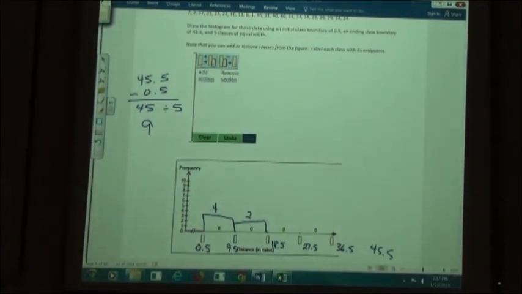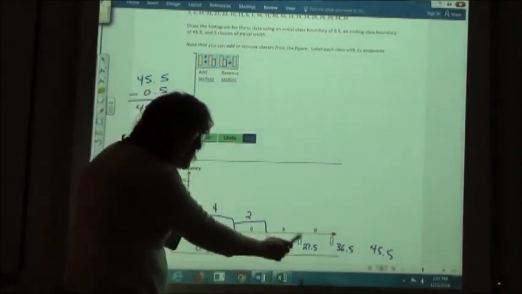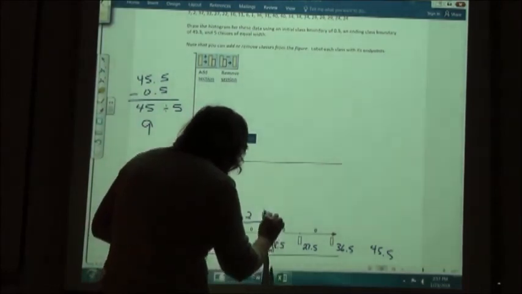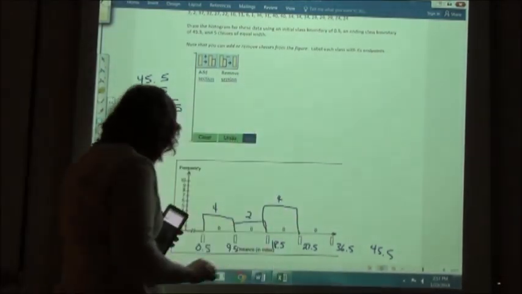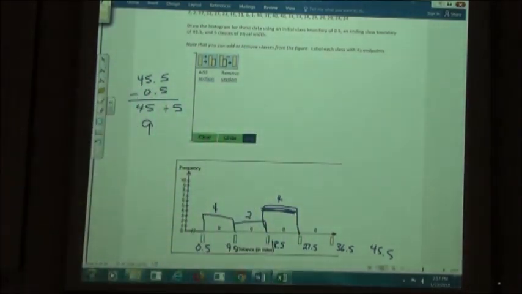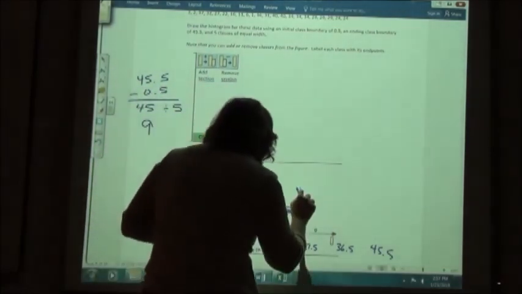Then the next section we have from 18.5 to 27.5. So in other words, from 19 to 27. 4. So we're going to grab that and pull it up to 4, wherever that might be. That's way too high. 4. And then from 27.5 to 36.5, so from 28 to 36. 9 of them. 9, that's way up here.